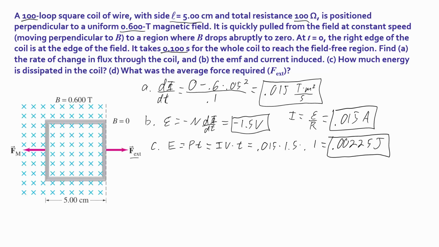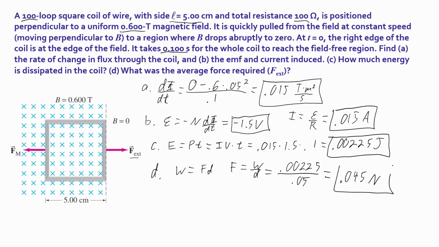Alright, so there we've got the energy, and part D, we want to find the average force, so we can use work equals force times distance, if we're just dealing with averages anyway. So the force is going to be the work over the distance. The work done is this energy amount here. The distance is this 5 centimeters. That's how far it took to pull that thing out of the magnetic field. Again, we're going to convert to meters, and we end up with 0.045 newtons. And that's it.